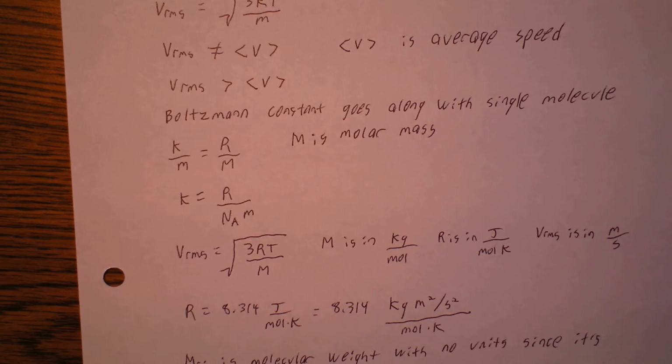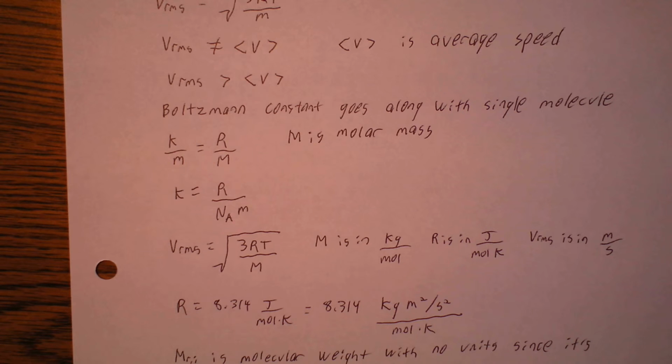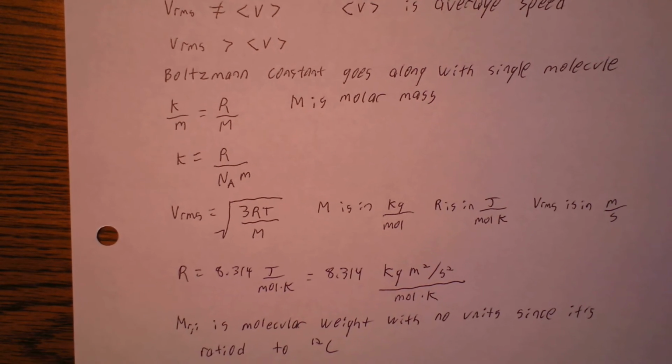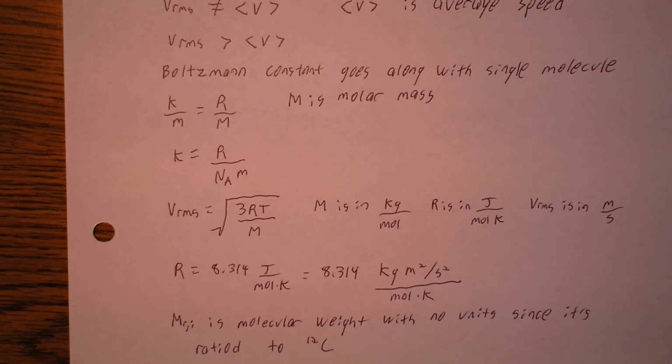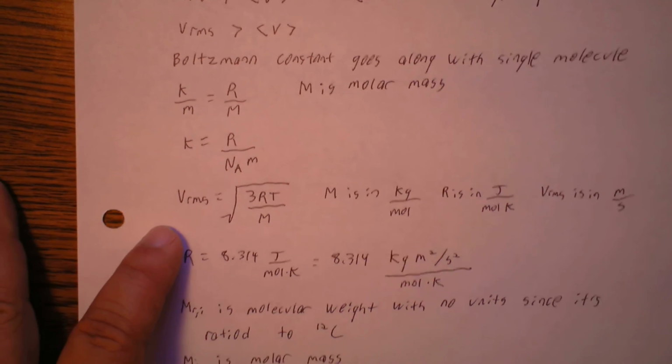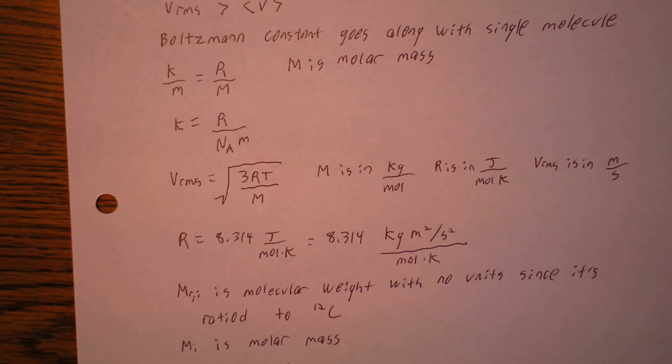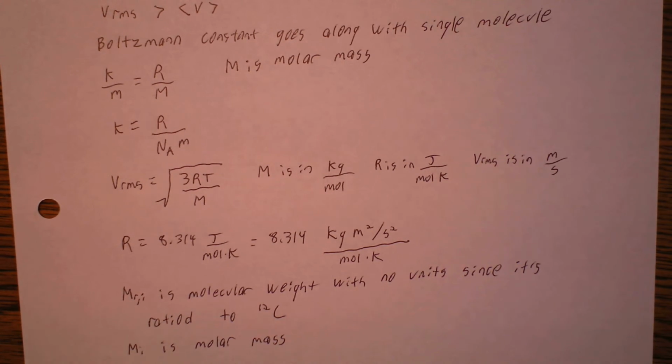Now k over m, Boltzmann's constant divided by mass, is equivalent to the gas constant R divided by capital M, the molar mass. So solve for k, and we get R over Avogadro's number times the mass of a molecule. So substituting that in, we get the RMS speed is equal to the square root of 3 times the gas constant R times the temperature divided by the molar mass. And to get the units to work out, you want the molar mass in kilograms per mole. R, of course, is in joules per mole Kelvin. So the RMS speed is going to end up being in meters per second.